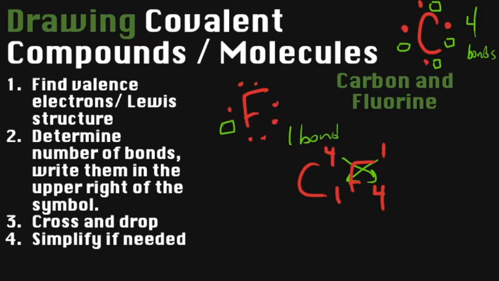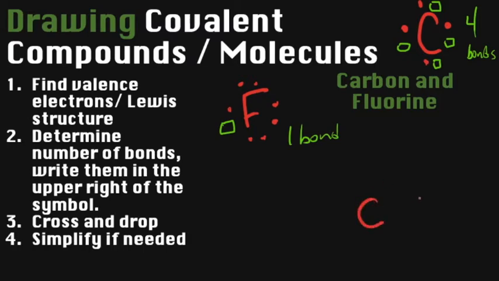C1F4. And so at this point, we can go ahead and erase these cross and drop arrows. And I can even erase the 1 here. So carbon and fluorine, when they combine, in order to satisfy everyone's needs for 8 valence electrons, they're going to form a CF4 molecule. It's going to be 1 carbon attached to 4 separate fluorines. Well, what is that going to look like? What will that look like if we draw it out? And forgive me here, I'm going to have to erase this just for the sake of room.